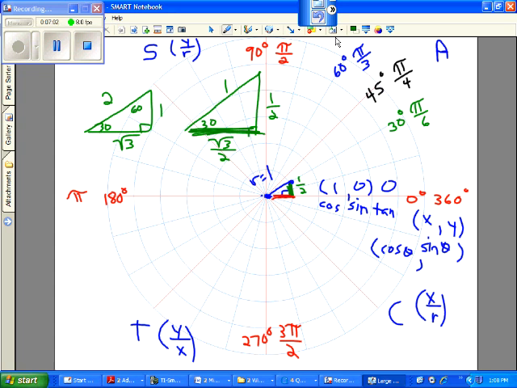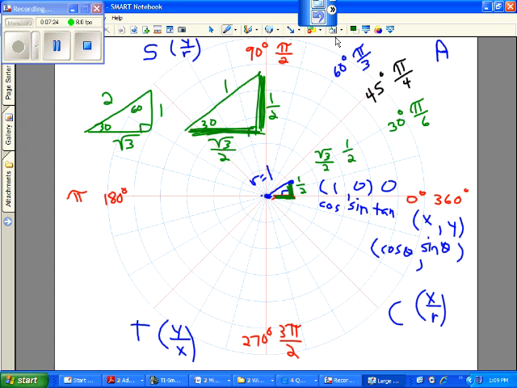Square root 3 over 2, that horizontal distance, that x value here that we had in red, right? Cosine is square root 3 over 2. What is the sine of 30? Well, it's the vertical distance in my unit circle. It's 1/2.